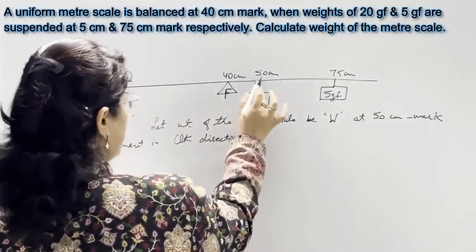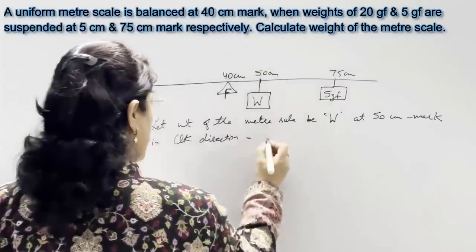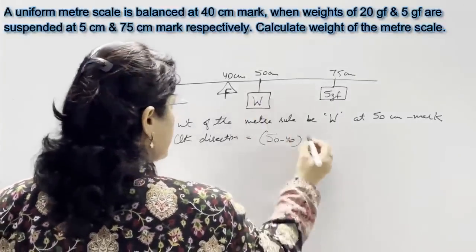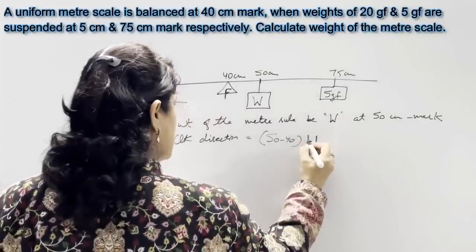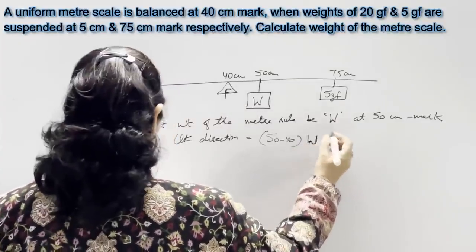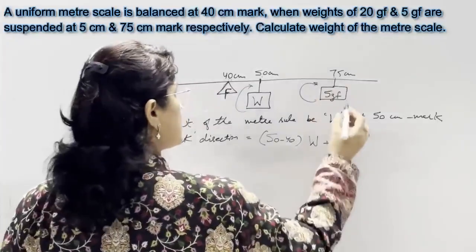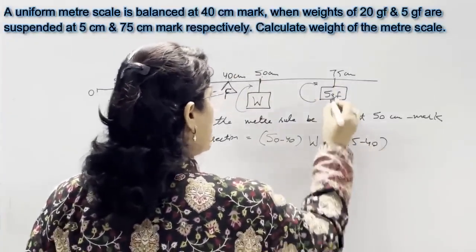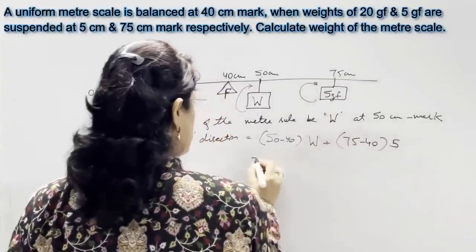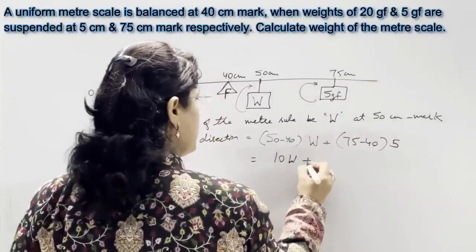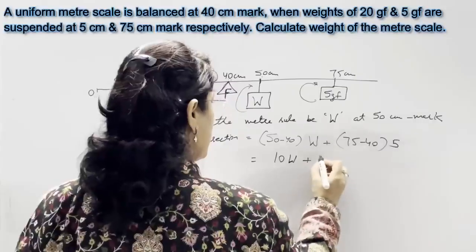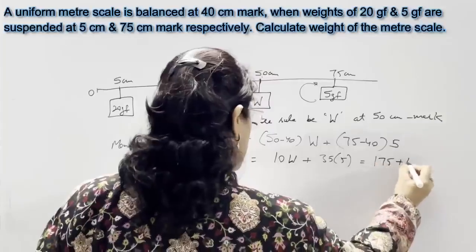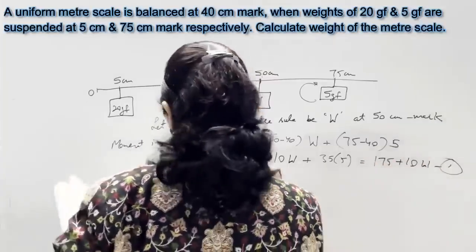It means 50 minus 40. 50 minus 40, this is the distance of the given weight. It means W. This is the clockwise moment, and next is plus, what is the next distance? 75 minus, from the fulcrum only. 75 minus 40. And what is the value of weight here? It is 5. So 50 minus 40 is 10W plus 75 minus 40 is 35 into 5. It means its value is 175 plus 10W. This is our clockwise moment.